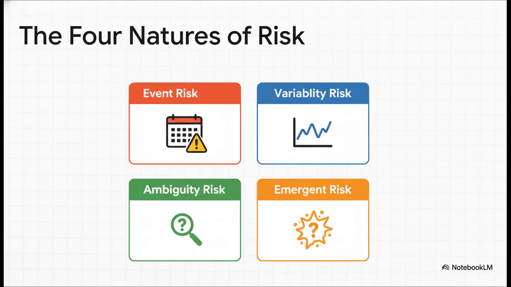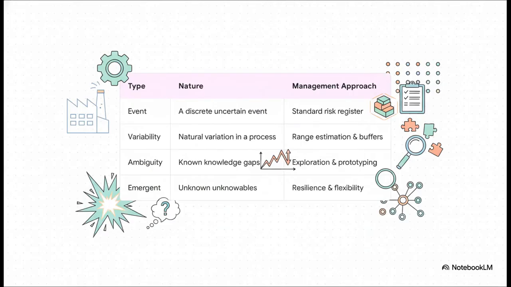Let's quickly go through what each of these means. So event risk is your classic what-if scenario, like what if a major supplier goes bankrupt? That's a discrete event. Variability risk is about the natural ups and downs in a process. It's not if it will vary, but by how much. Ambiguity risk is about what you don't know, your knowledge gaps. And emergent risks, well, those are the complete surprises, the unknown unknowns.